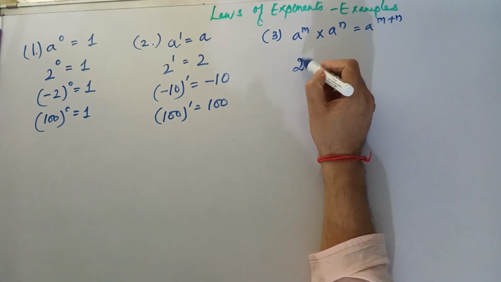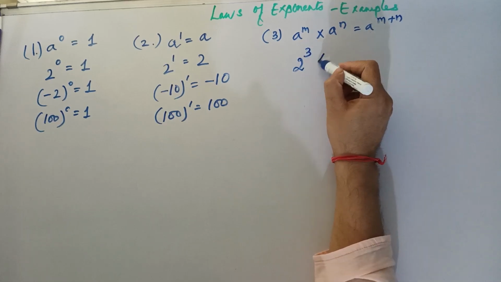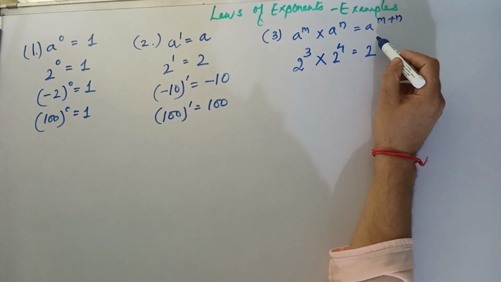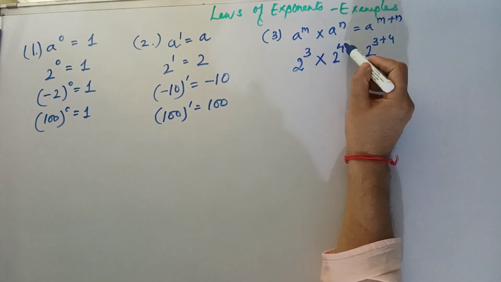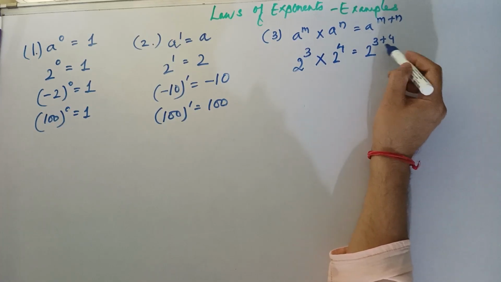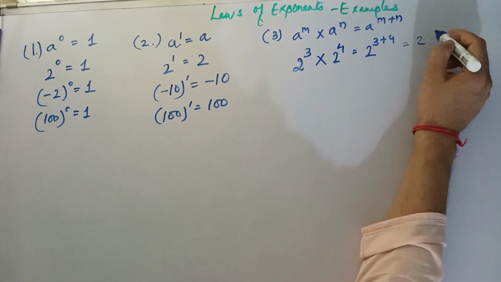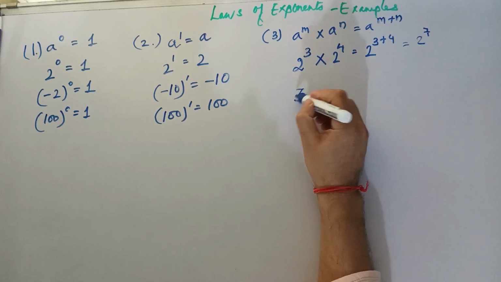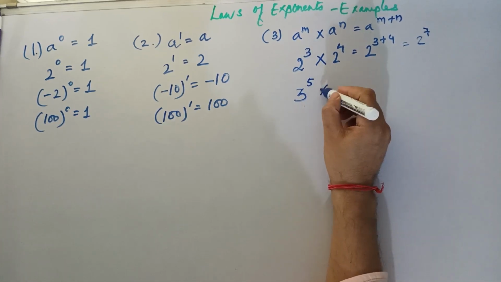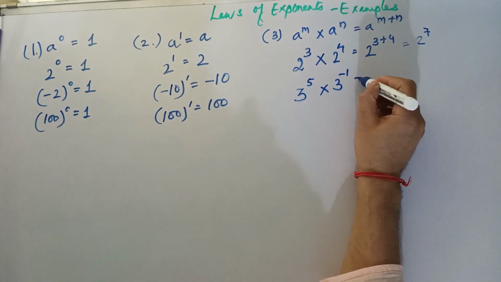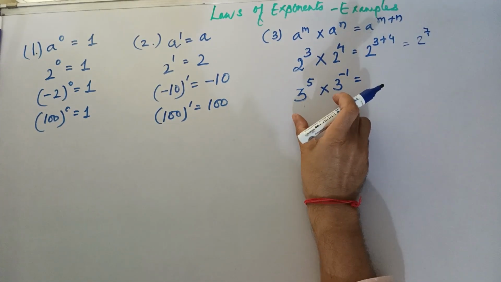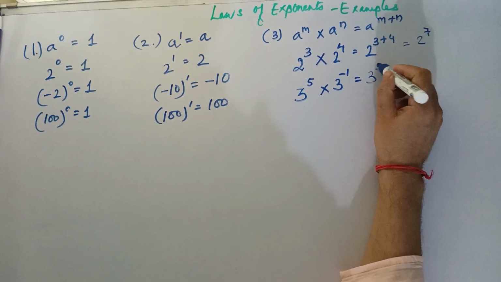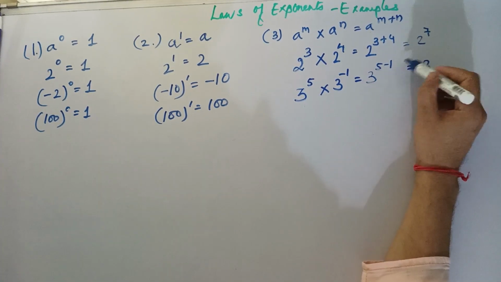So let's take a base 2, 2 to the power of 3 multiplied by 2 to the power of 4, which is equal to 2 to the power of 3 plus 4. Then 3 and 4 are powers, they get added. So this will be equal to 2 to the power of 7. Let's take another example. 3 to the power of 5 into 3 to the power of minus 1. Here again the base is the same, powers are different, and there is a multiplication sign between them. So this will be 3 raised to 5 minus 1, which is 4.